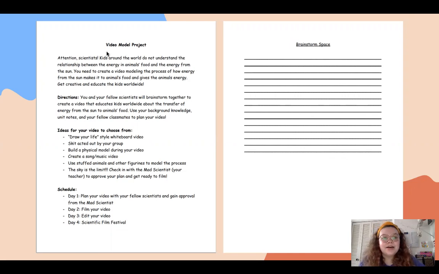And so kids would get put into small groups, maybe four or five students, and their directions are to brainstorm and create a video that educates kids worldwide about the transfer of energy from the sun to animals' food. So they're using this background knowledge that they have from the unit, and they're creating a visual that addresses a specific concern. People don't know how this process works. It's allowing them to explain their learning and really take ownership of that. When they are teaching someone else, that means that they're confident enough to know the information. So hopefully it'll really help them understand that concept and feel confident telling others.